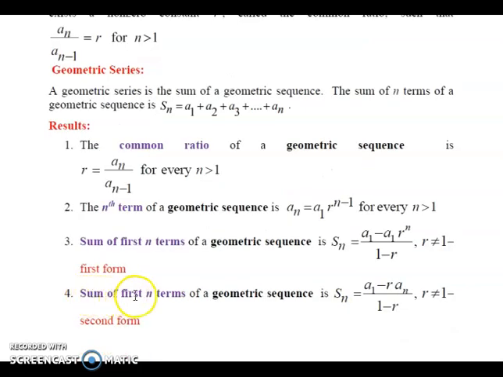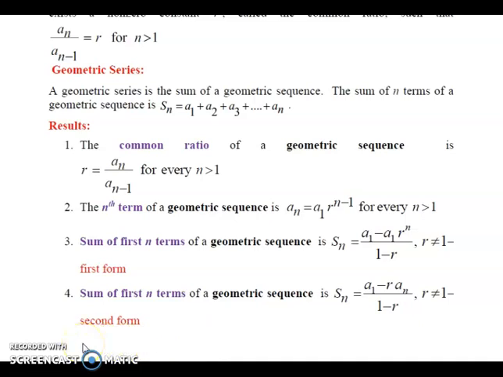Sum of the first n terms of a geometric sequence is Sn is equal to a1 minus r multiply an divided by 1 minus r, where r is not equal to 1. In this, a1 and an are the first and nth terms of a geometric sequence and r is the common ratio. This is the second form to find the sum of the first n terms of a geometric sequence.